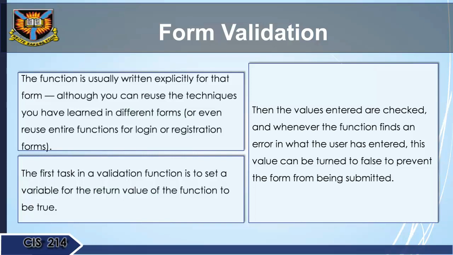The first task in a validation function is to set a variable for the return value of the function to be true. Then the values entered are checked, and whenever the function finds an error in what the user has entered, this value can be turned to false to prevent the form from being submitted.